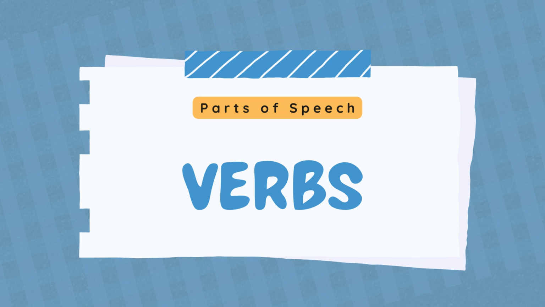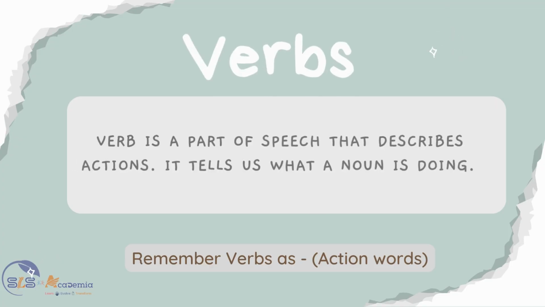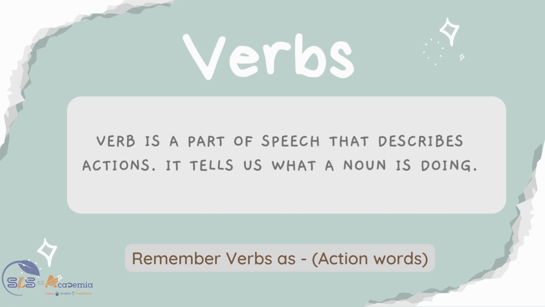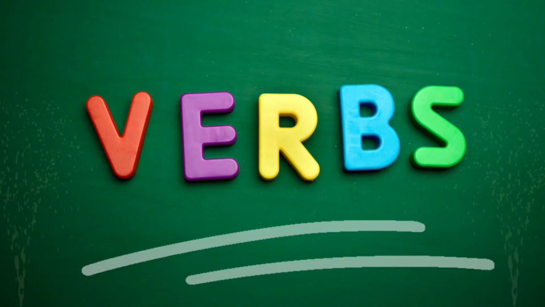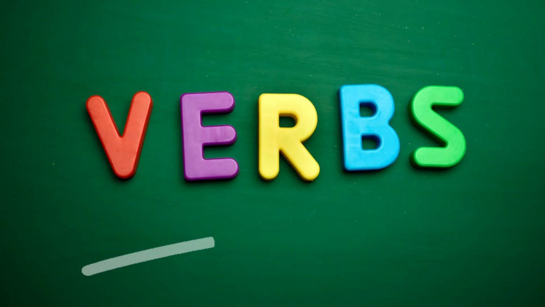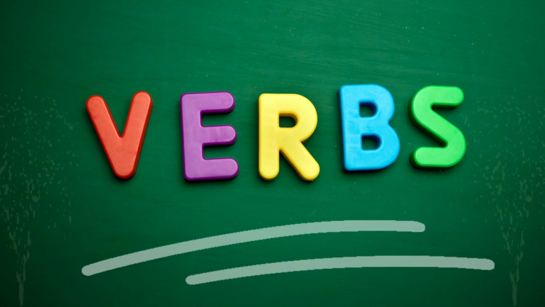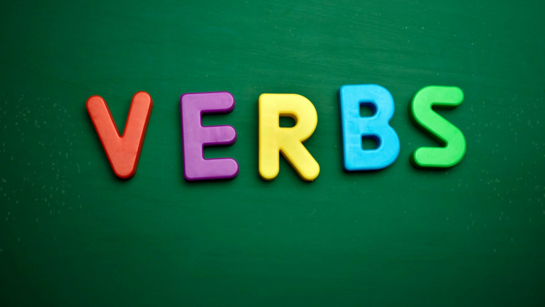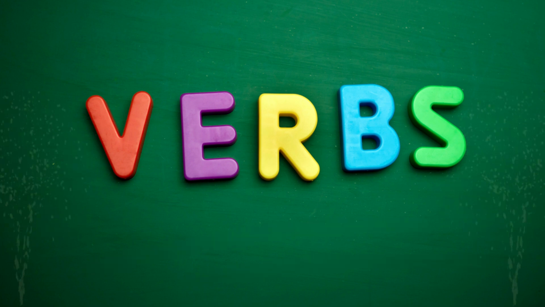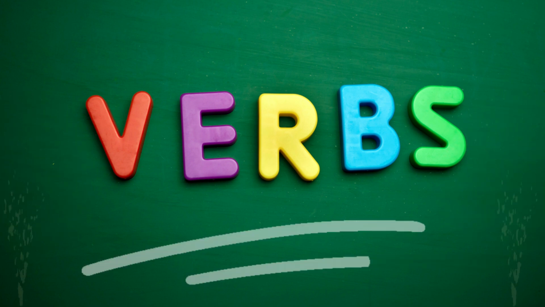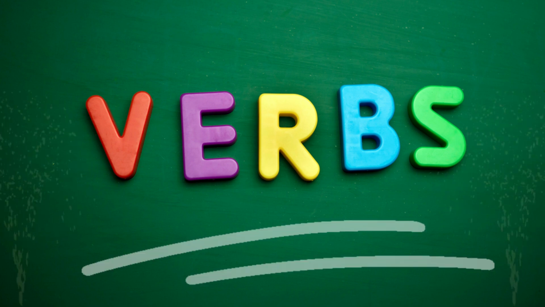A verb is a part of speech that describes actions. It tells us what a noun is doing. They are probably the most important words in the English language, and that is for two reasons. First, every sentence in English must have a verb. You cannot have sentences without verbs in English. And the second reason is that only verbs have tenses.